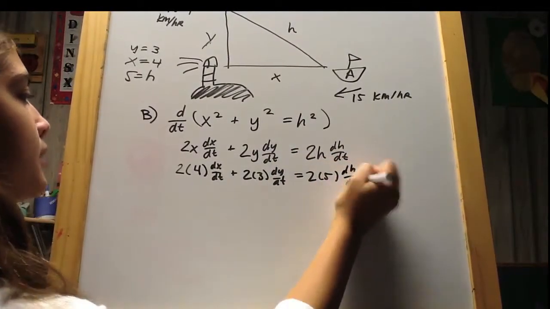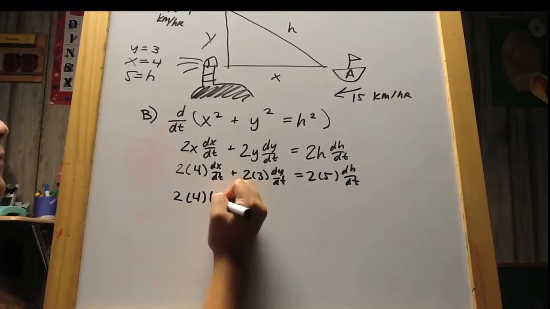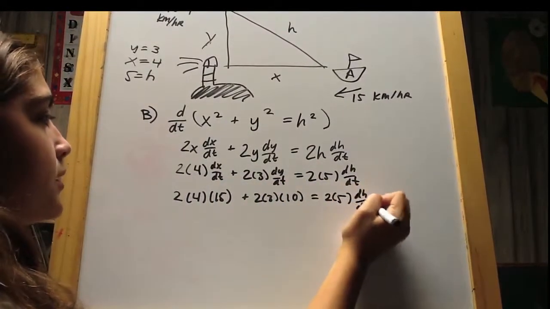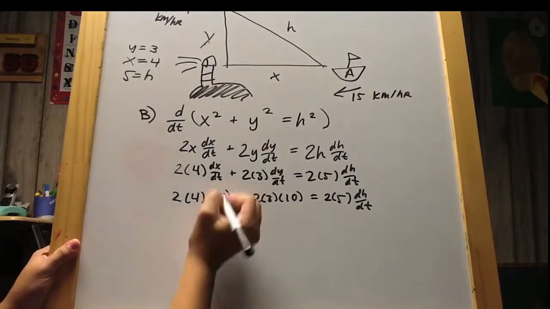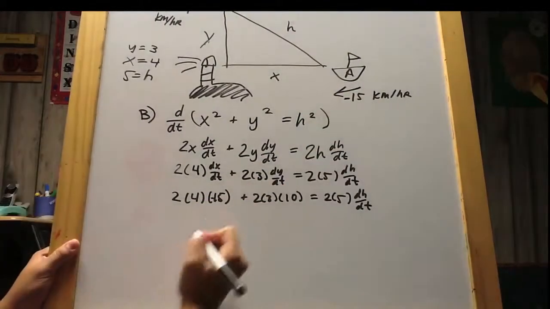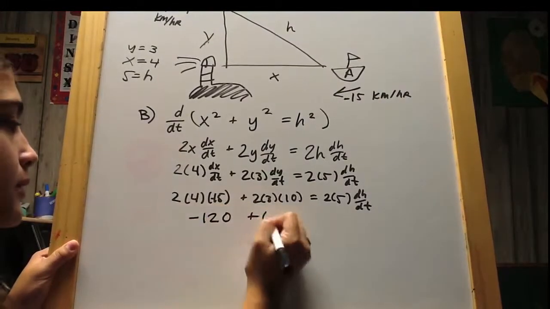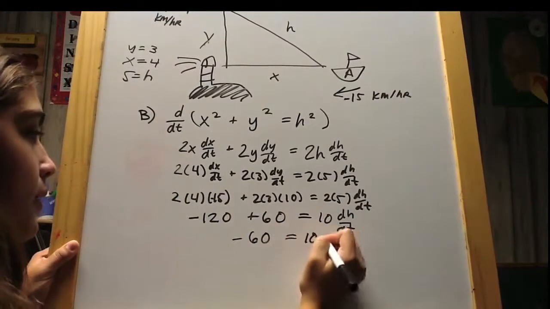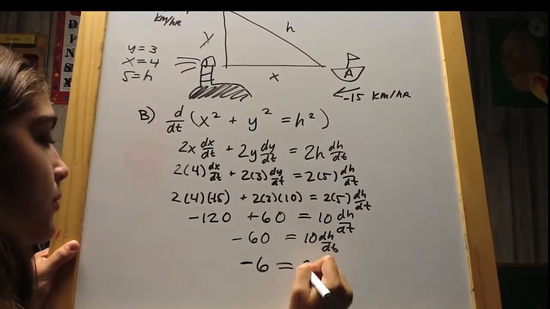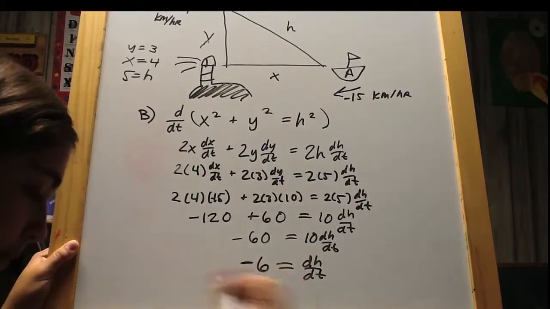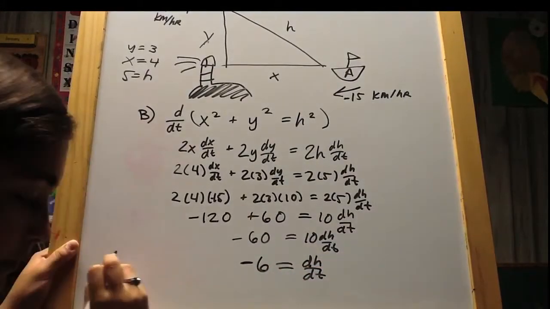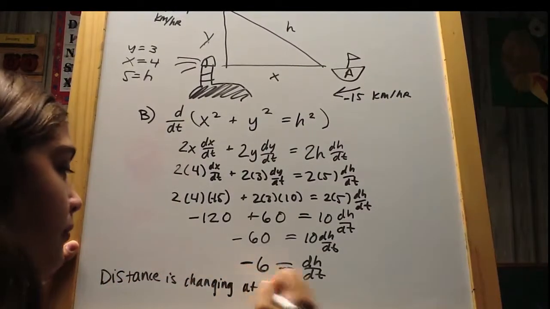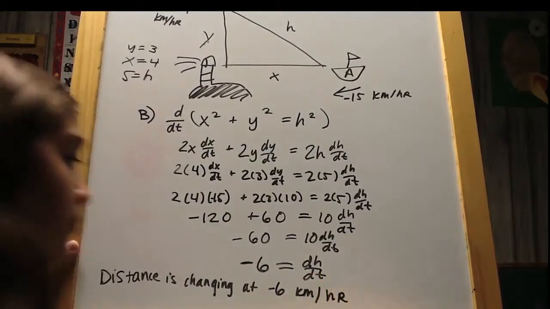Now it seems like we have a lot of variables, but we know most of them. x and y are given as 4 and 3. We also know that h is 5 because of our work in part A and the Pythagorean theorem. Now dx dt and dy dt may seem like scary variables, but we have them as well. They were given to us in the beginning when we were told that ship A was sailing at 15 kilometers an hour and ship B was sailing at 10 kilometers an hour. Now remember that we're going to put the 15 kilometers an hour into the equation as a negative value because if it were on a coordinate plane traveling west, it would be going in a negative direction.